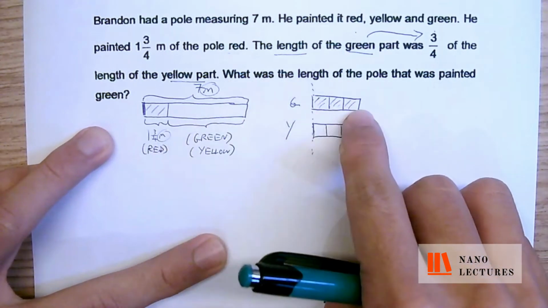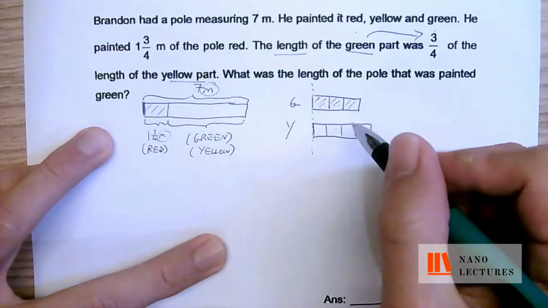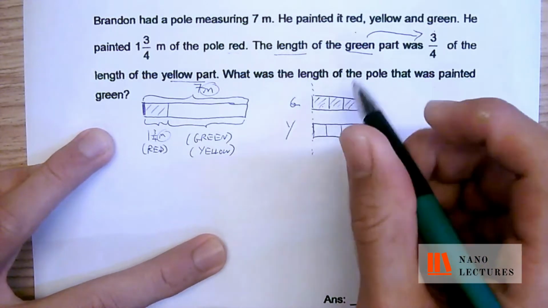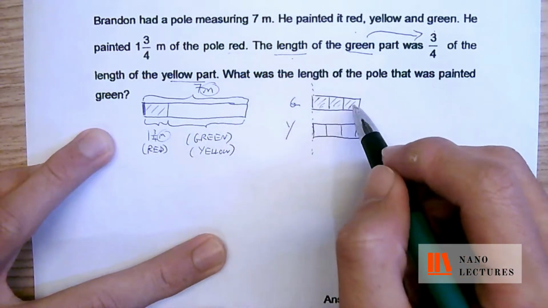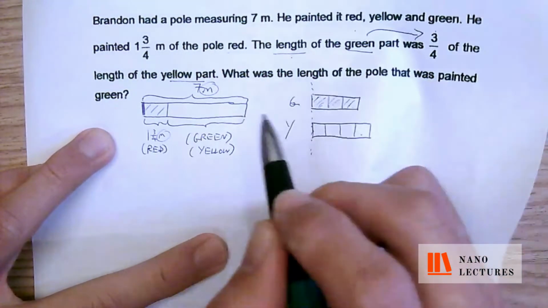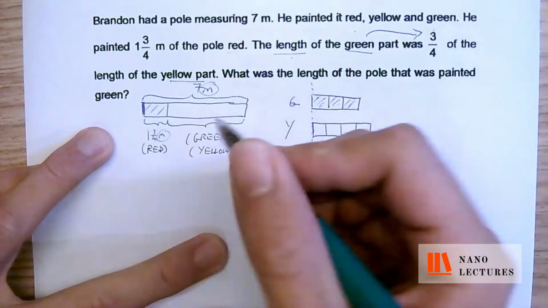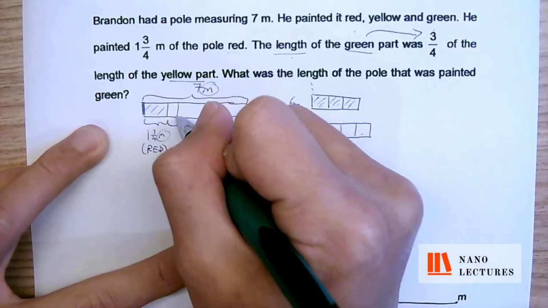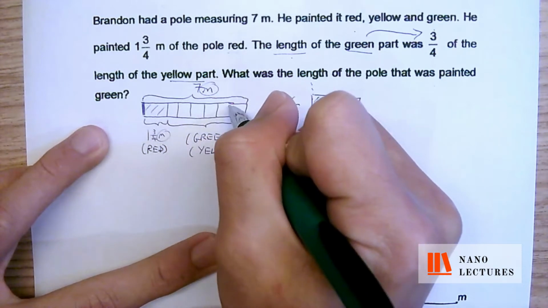Because from here we know that in total how many units are there? In total there are 7 units, right? 1, 2, 3, 4, 5, 6, 7. And from here you already confirm that the length of the green is 3/4 of the yellow, which means total got 7. Then input the 7 inside here. So I'm going to draw 7 here. In order to have 7 partitions, I'm going to draw 6 lines: 1, 2, 3, 4, 5, 6.